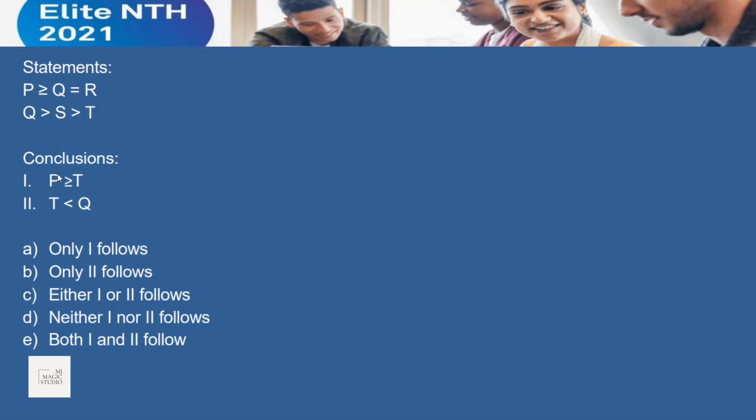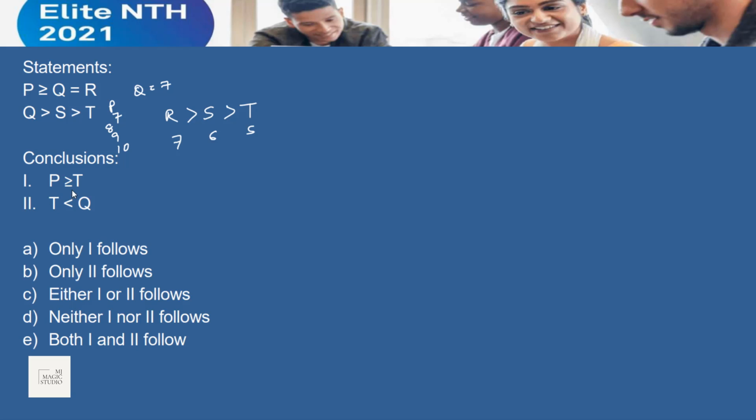Okay, 2 statements are given and 2 conclusions. We need to identify from the given statements which conclusion follows. P is greater than or equal to Q is equal to R. And Q is greater than S, greater than T. That means we can also say R is greater than S, greater than T. Let T be 5, S is 6, R is 7, Q is 7. P can be anything, 7, 8, 9, 10, whatever.